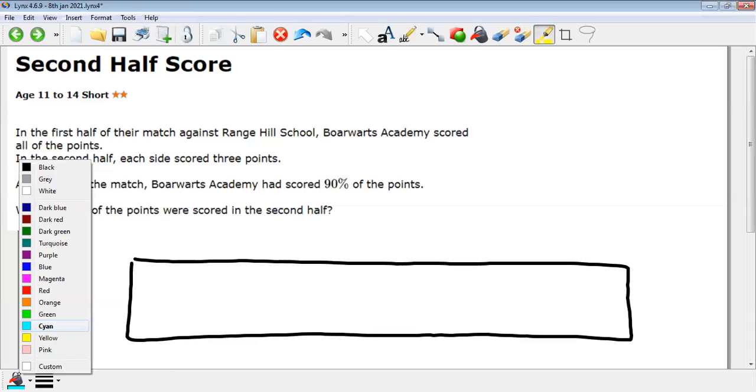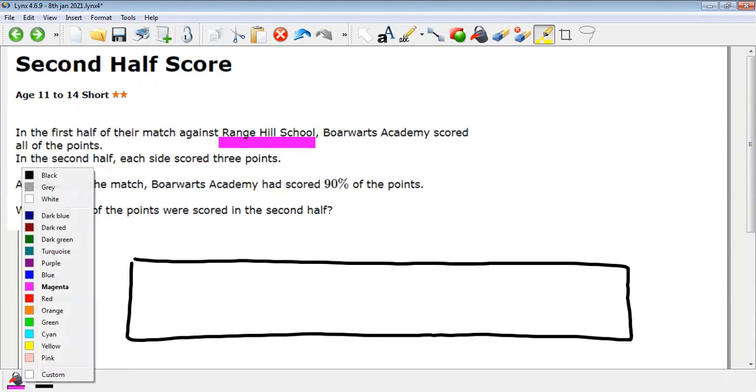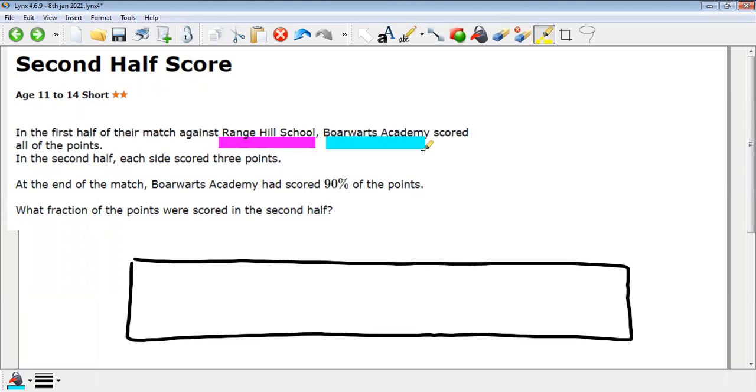Right. So for this purpose, I'm just going to use some colours here to help. So Bulwark scored all the points in the first half. So I'm just going to take a good amount because if you look, they only scored 3 each in the second. So I'm going to take a good portion here and give that to Bulwark's, like so.